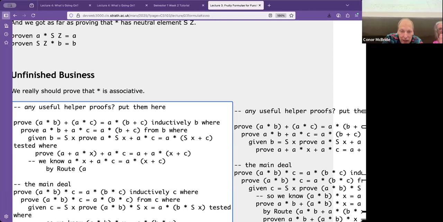Wait, what do we want? A plus, and then just copy and paste. Times X plus C or something. Is this correct? Yeah, you need to group that because plus groups to the left. You need to group that to the right explicitly.